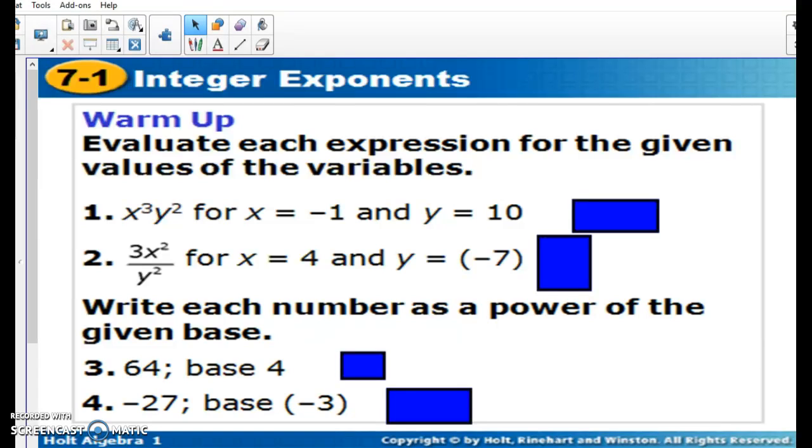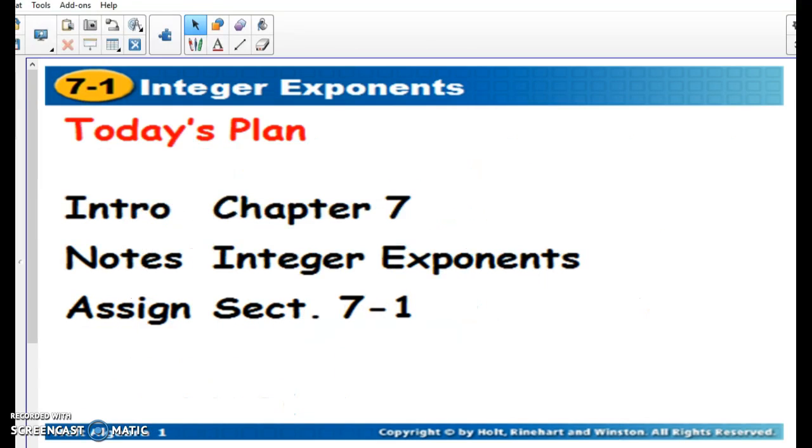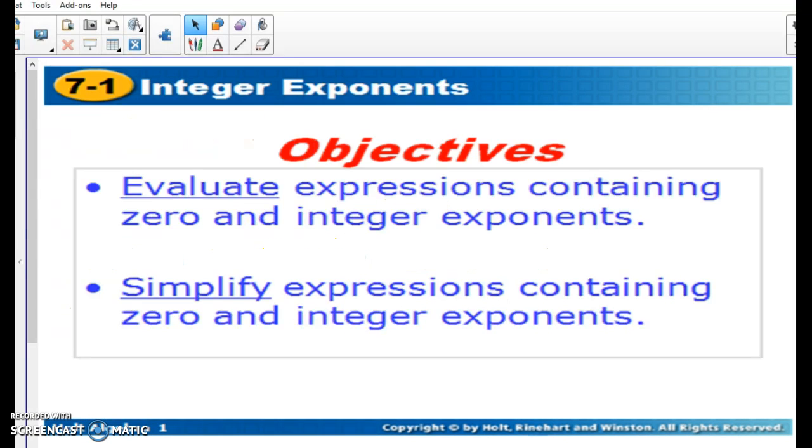I won't go through it in videos, but since it's the first video, I'll go kind of slow and explain what each of the slides are. Then we'll talk about what the plan is for today. So we're starting chapter 7, section 1, integer exponents. Our objectives are to evaluate expressions containing 0 and integer exponents, and to simplify expressions containing 0 and integer exponents.